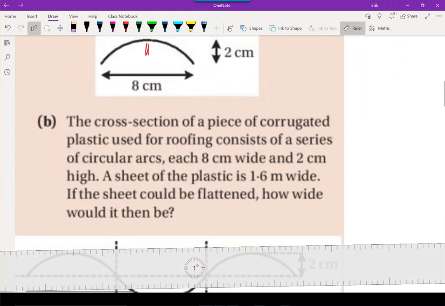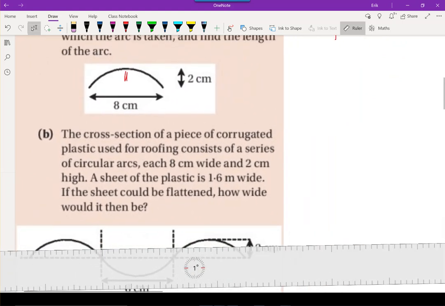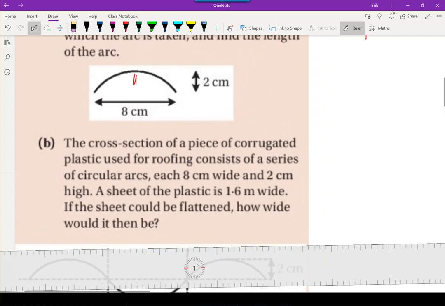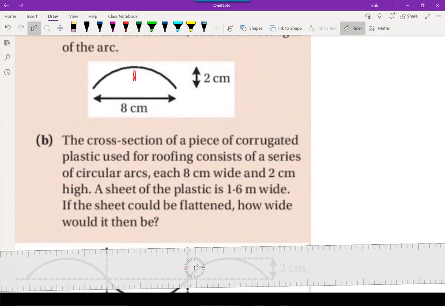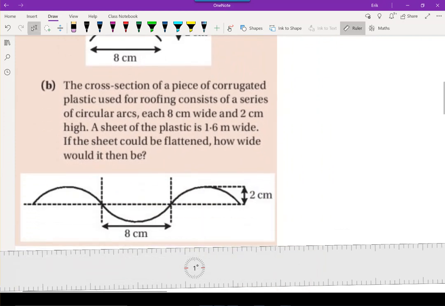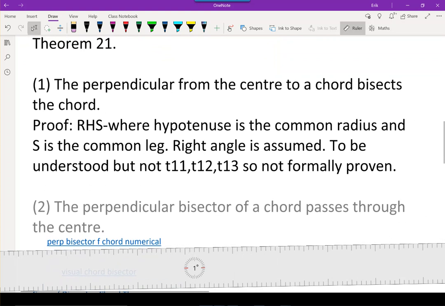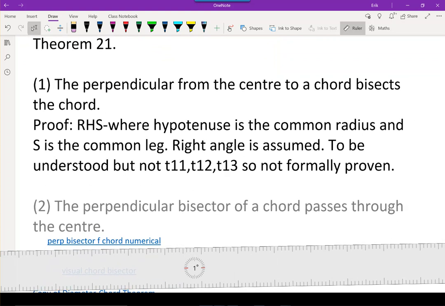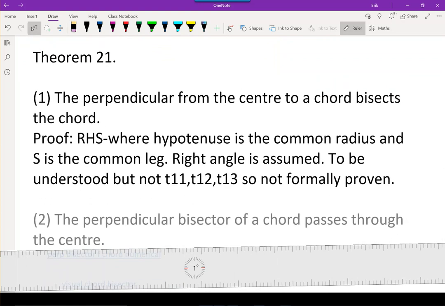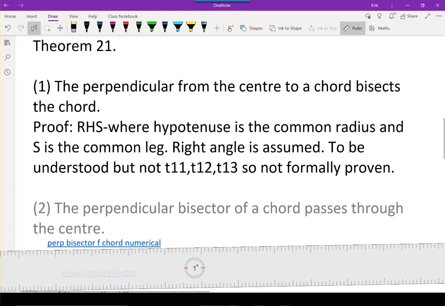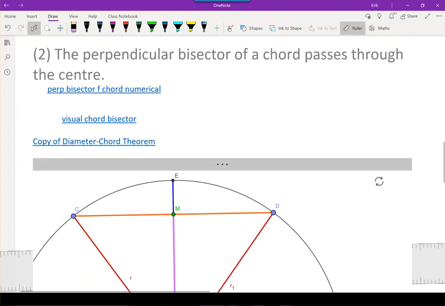Okay. So there are 2 main big ideas. I want to introduce the idea of the center of the circle, and I also want to remind ourselves of Theorem 21. Theorem 21 is the final theorem on our course. You need to know it and be able to use it. You don't have to prove it, but you should understand the proof. So let's have a look down here.